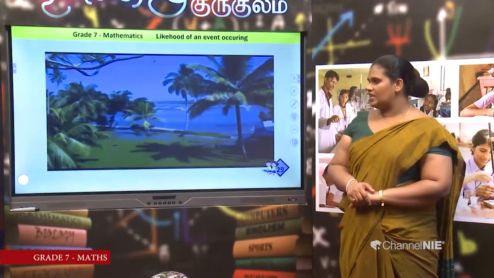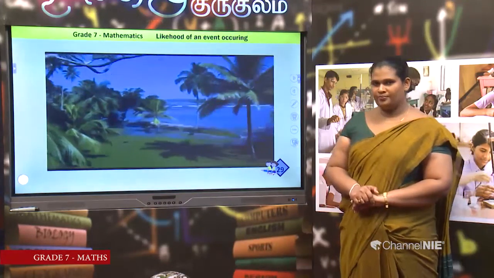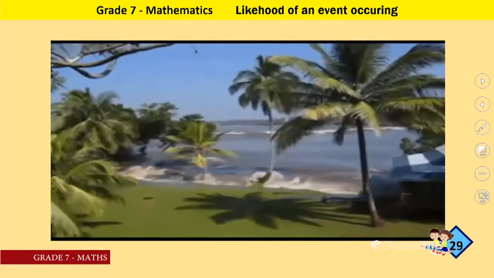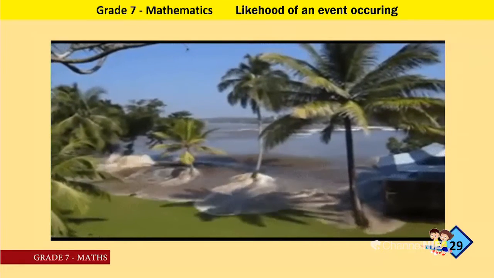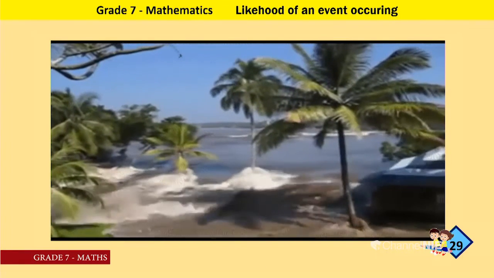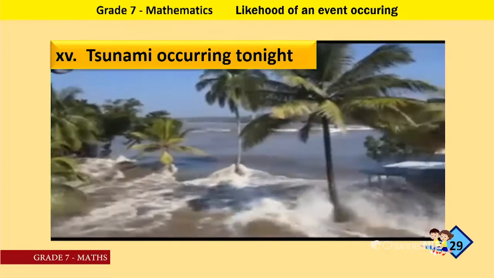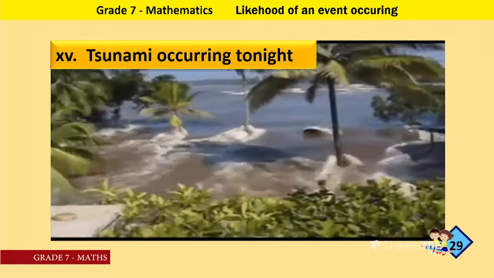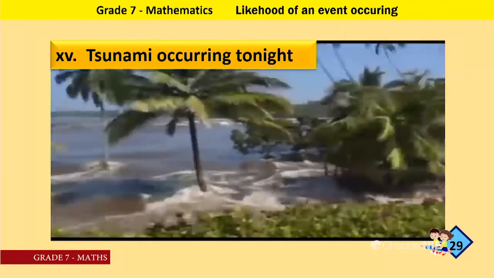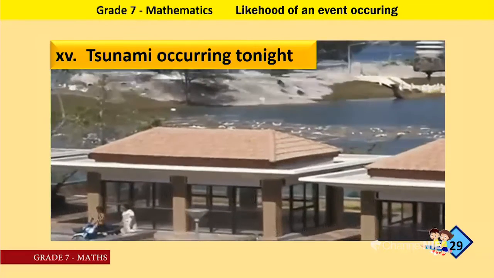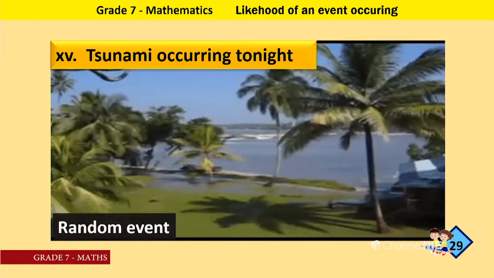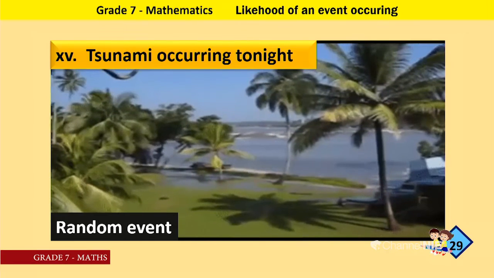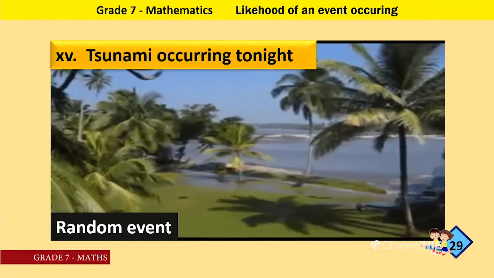Now, what can you see in this video? Just have a look at the video. It's about the tsunami disaster. So, a tsunami occurring tonight, that is my event. Can you predict that? Once again, you can't predict it. So, it's once again a random event.